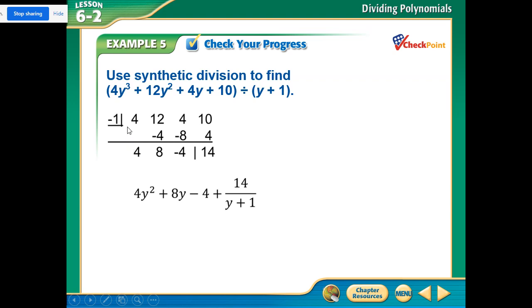And now we multiply. Negative 1 times 4 is negative 4. Add down, which is 8. Multiply is negative 8. Add down is negative 4. Multiply is 4. Add down is 14. So we have a remainder on this one. So our answer, again, one less than what we started with. We started with y cubed, so we have y squared, 4y squared, plus 8y minus 4, plus 14 over what we're dividing by at the beginning, y plus 1.